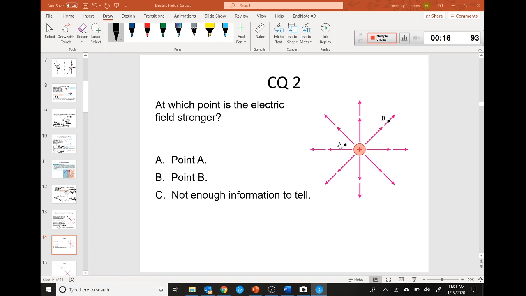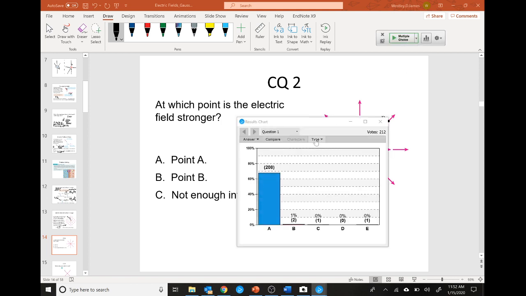So, at what point is the electric field stronger, A or B? We have a positive charge, A is closer, B is farther away. I have the answers: A is point A, B is point B, C is not enough information to tell. Super simple question. I'll give you like 5 more seconds. The only time it should take is to get your clicker out. So 5, 4, 3, 2, 1. All right. Great. Everyone got it right. It's A. It's closer. Fantastic.